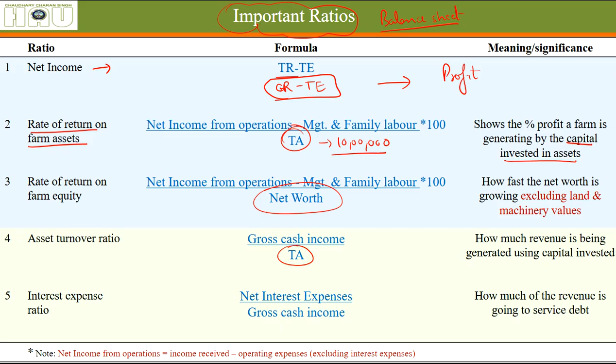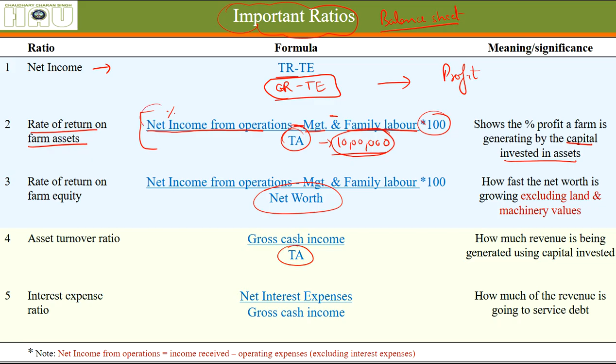What it means is how much percent return we are getting on this investment. Okay, so let's go with the formula right now. Net income from farm operations minus management charges minus family labor charges into 100%. This is just for converting into a percentage. Let's say we have invested 10 lakh rupees into assets.